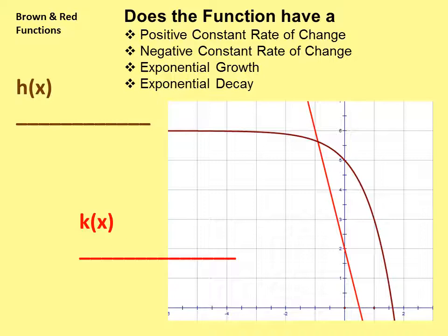Brown and red functions. Does the function have a positive constant rate of change, negative constant rate of change, exponential growth, or exponential decay? Write your answer on your worksheet. Pause the video if you need extra time.